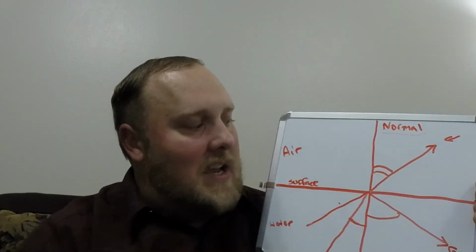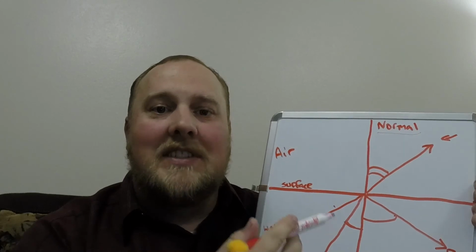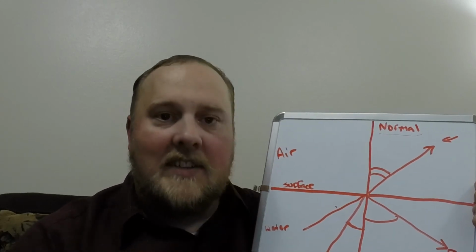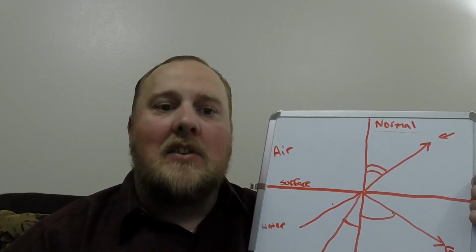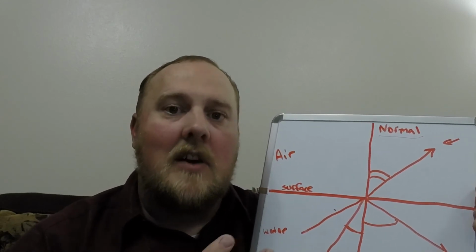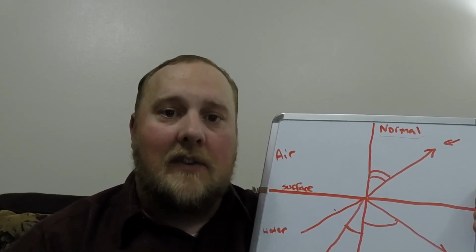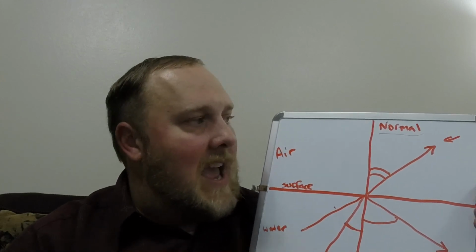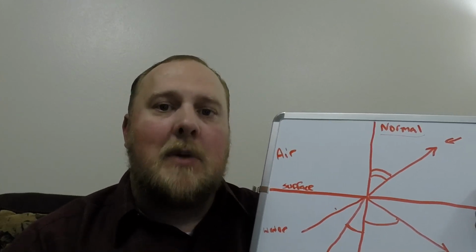Likewise, if you don't know what this ray is, but you know its angle differs from the angle of incidence, you would know that it is an angle of refraction, because the angle of incidence and the angle of refraction always differ. So these are our three angles. Let's move on to some other terminology.